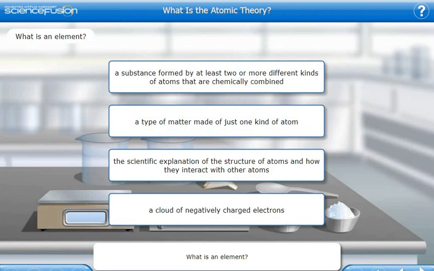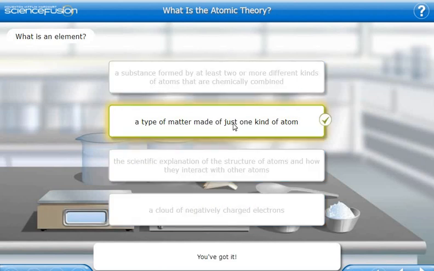What is an element? Click the answer that best fits your description of what an element is. You've got it! An element is a substance made entirely of just one type of atom. If a substance is made up of two or more types of atoms, it is a compound.